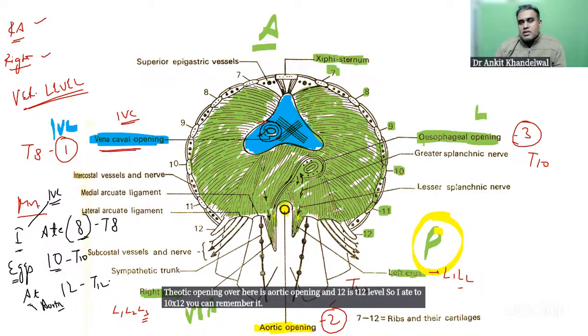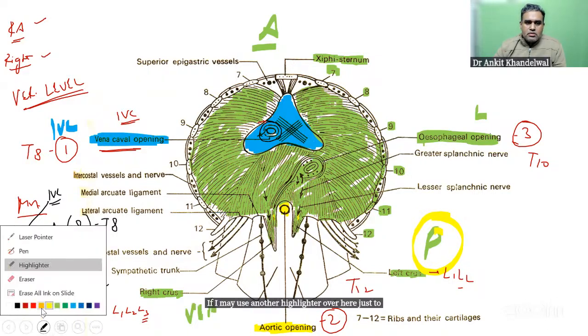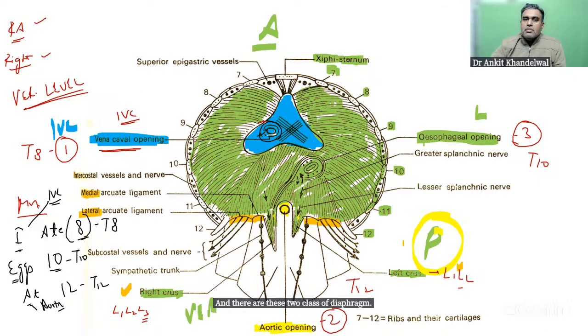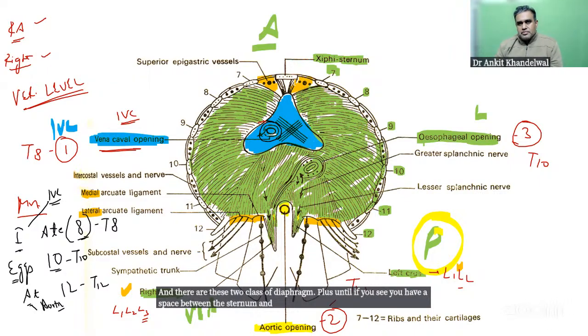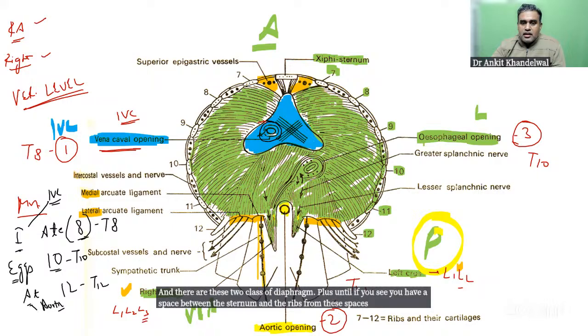These are the three major openings. Apart from these, if I use another highlighter to demonstrate some of the other openings, you will see a few arcuate ligaments. There is a medial and a lateral arcuate ligament, and there are the two crura of the diaphragm. Plus anteriorly, you have a space between the sternum and the ribs. Through these spaces, the sympathetic trunk goes down, the subcostal vessels go, and the superior epigastric vessels come out.